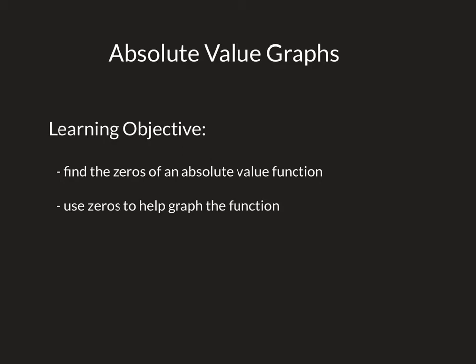So in this video we're going to learn, or refresh your memory either way, about how to sketch some absolute value graphs. We're going to do that by finding the zeros of the function, and then we're going to use those zeros to help graph some stuff. Basically, absolute value graphs are always linear equations, and they always graph to a V.